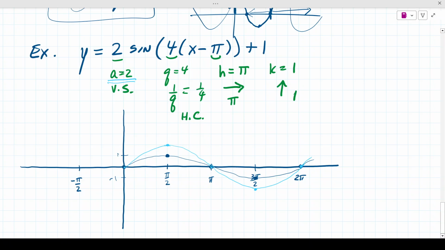Q is going to give me a horizontal compression. All of my x values are going to be multiplied by a quarter. Okay? So 0 still doesn't move, but pi over 2 times a quarter becomes pi over 8. It's going to end up squished right in here.